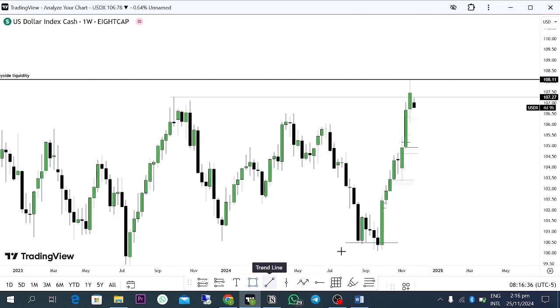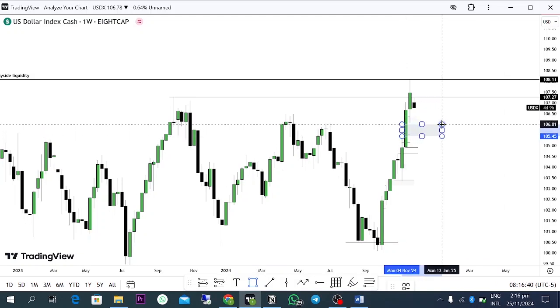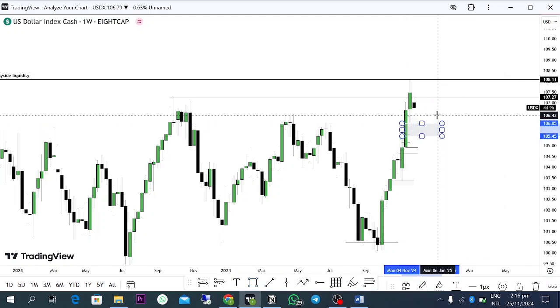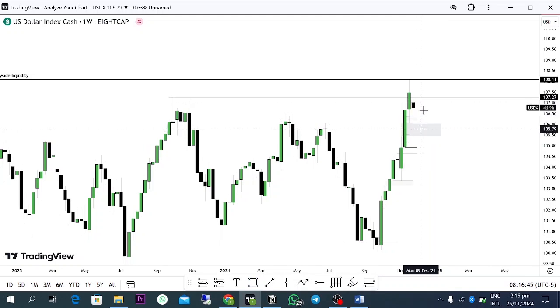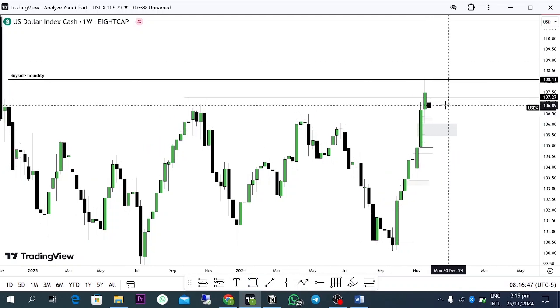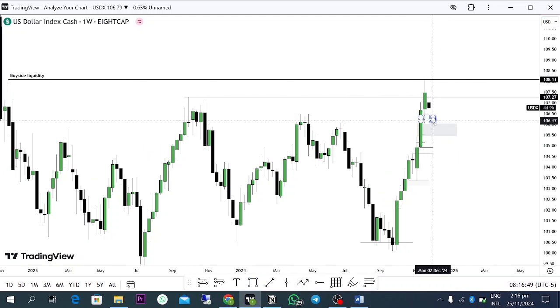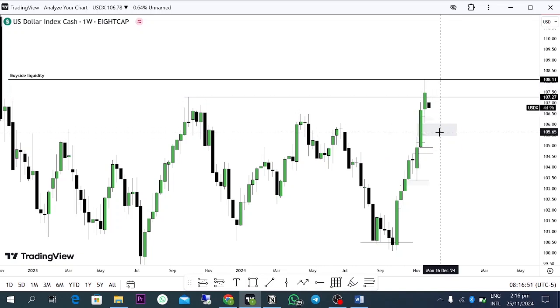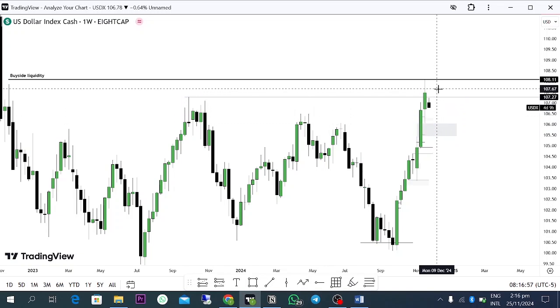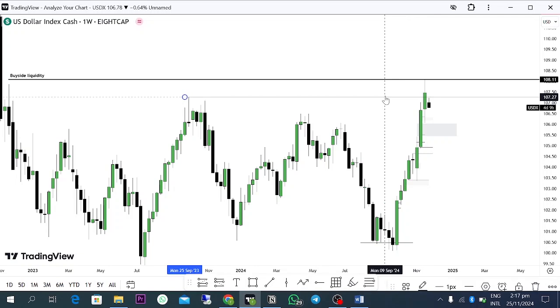There's a nice fair value gap just here in the weekly. So it's very possible that price might come into this fair value gap before going up. This fair value gap might be what we can use as an anchor point for us to see higher prices for the dollar index.